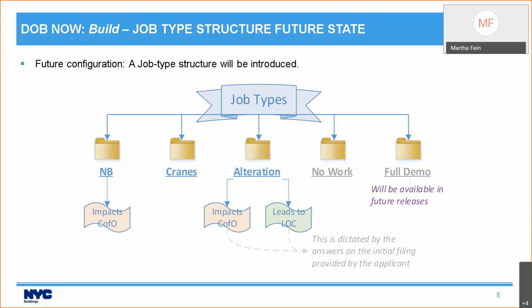We're also introducing no work. No work is actually a category of job that was folded into alteration, but we're now pulling it out. And I'll go into a little more detail on that in a few minutes. Full demolition is going to be in DOB Now, but it is not there now. If you have a full demolition job, you will still be filing it in BIS for now. We will make sure that you get notice before that enters DOB Now Build, and there will be training offered.